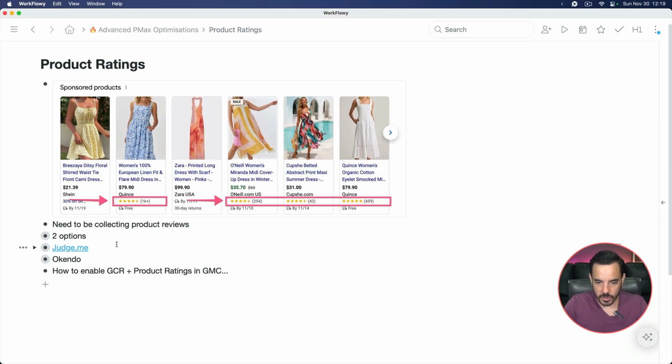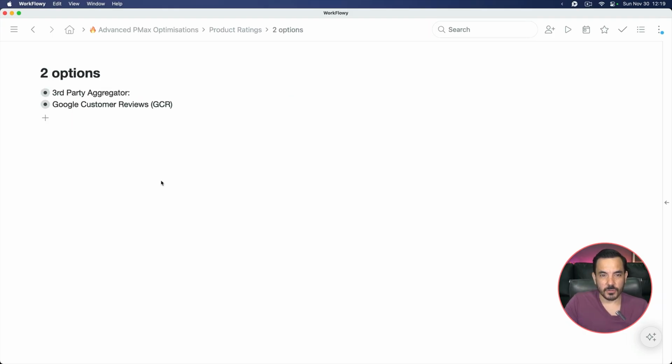So you've got two options here. Essentially, you need to be collecting your product reviews in the first place, and then you need to be feeding those reviews into Google Merchant Center so that Google knows to show them on your products. So you've got two options when it comes to collecting your product reviews. You've got either a third-party aggregator or you've got Google customer reviews.